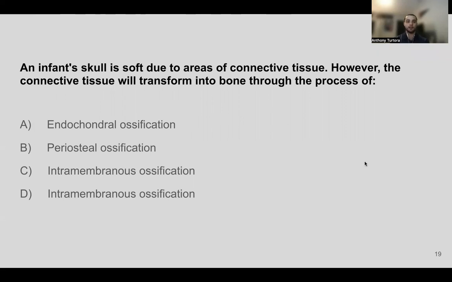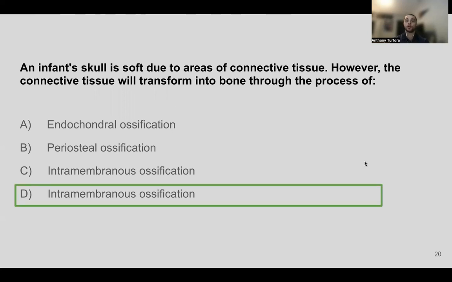So first, I can cross off C. Sorry, C is supposed to be intermembranous ossification. I'll change that in the slide decks. So if C is intermembranous ossification, then we can cross that off, and we can also cross off B, periosteal ossification, as those both are not forms of ossification. We can also cross off A, endochondral ossification, and so we know our answer is intramembranous ossification. We will talk about what both endochondral ossification and intramembranous ossification are shortly.